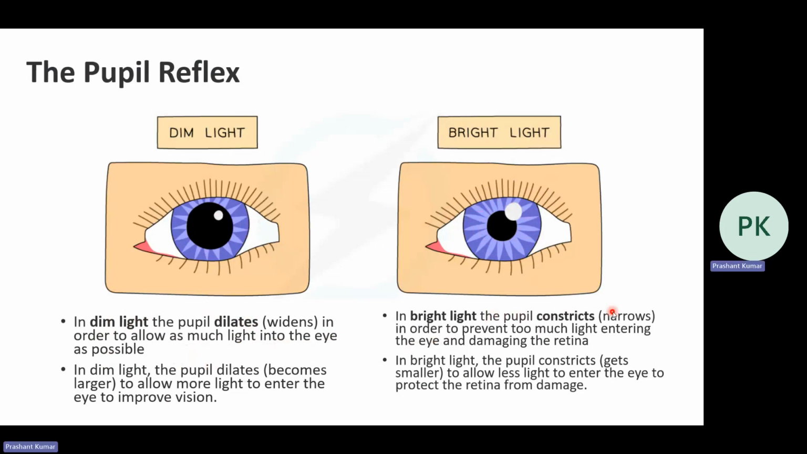But in bright light, the pupil constricts and narrows down. Making the area narrow is a plus point because this will prevent more light from entering and causing damage to the cells. In dim light, the pupil dilates and this will allow more light to enter the eye to improve vision. Whereas in bright light, the pupil constricts, always remember, it gets smaller to allow less light to enter the eye to protect the retina from damage.